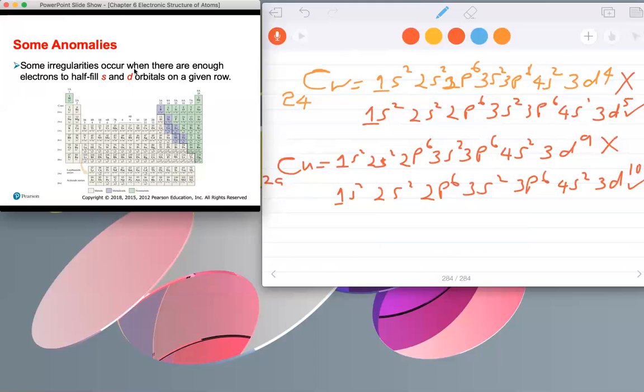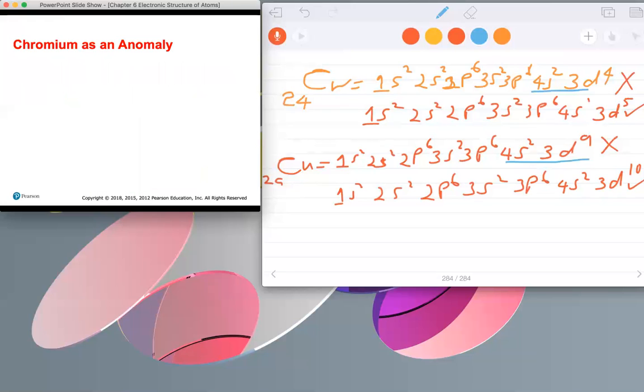Some irregularities occur when there are enough electrons to half fill the s and the d. If you look at the s and the d, it's just right here and right there. I'll just worry about those two elements on the first 30. Of course, there are some other elements with the same abnormality on the periodic table. Chromium is an example. How will I know that this is what it is?